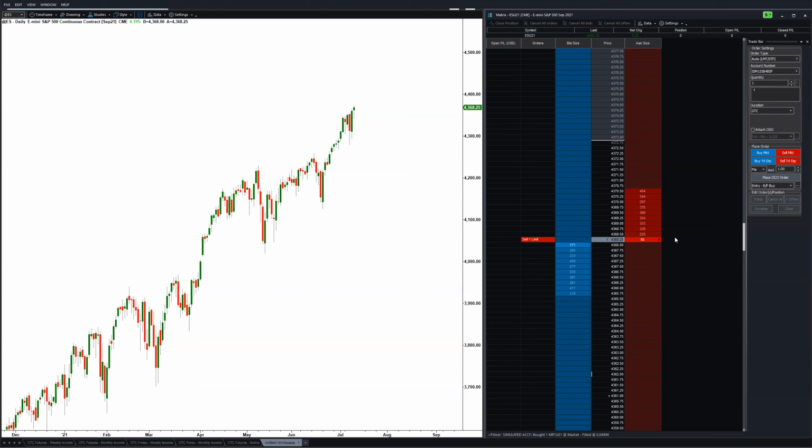Because now, if I forgot to attach the OSO, I can still add my bracket later on with the OCO. Okay. So let's assume for now we do everything right. I'll attach the OCO and now I don't have to buy market.